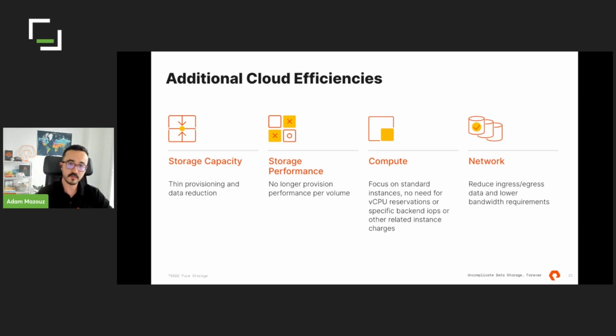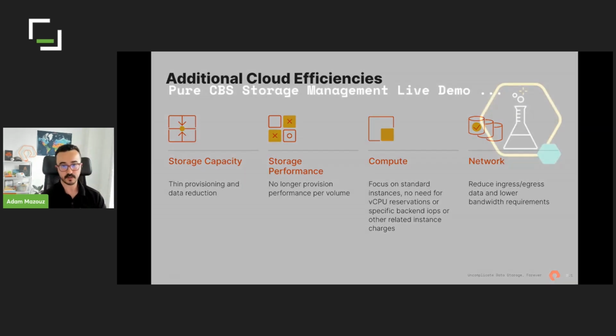The fourth thing I have to mention here is the networking. So we can reduce the ingress and egress data, because we store efficient deduplicated copies of the data. So when we're sending data back and forth between two Cloud Block Stores in two regions, or between Cloud Block Store and a FlashArray, we will lower the bandwidth requirements, and you will pay less for the egress charges as well.